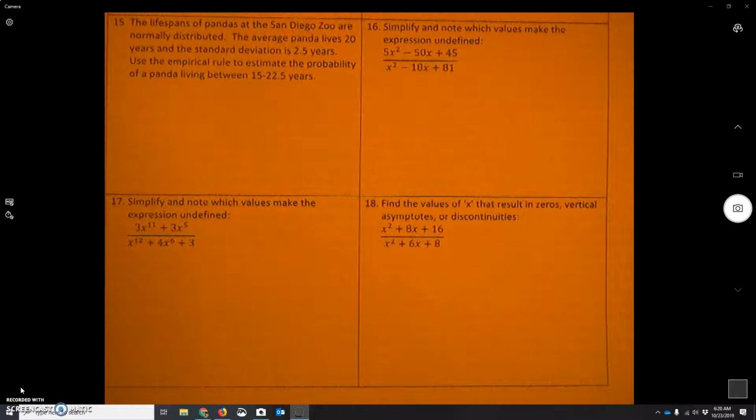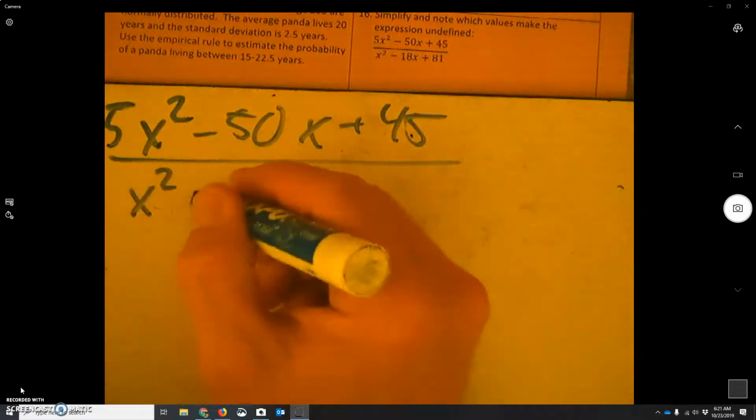All right, midterm review. Question 16. Verify and note which values make the expression undefined. So I'm going to write it down this way. Factor both the top, the numerator, and the bottom, the denominator.